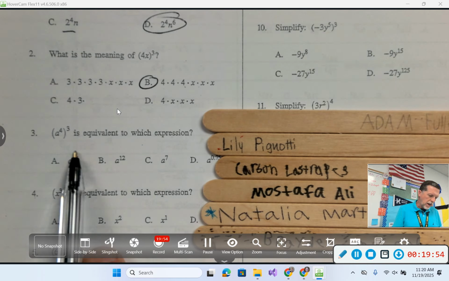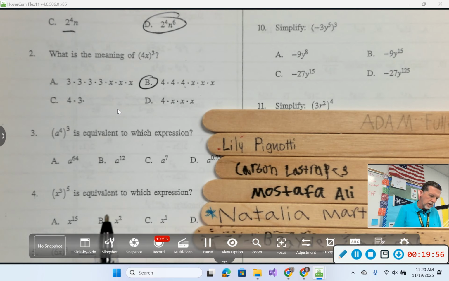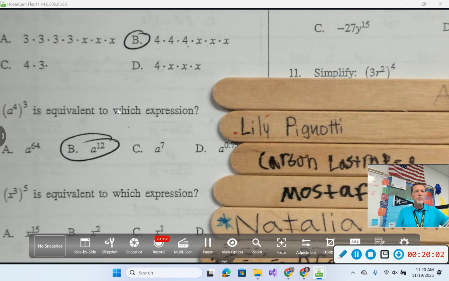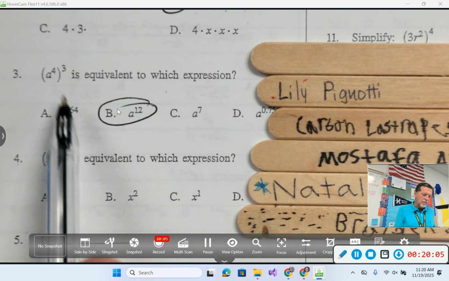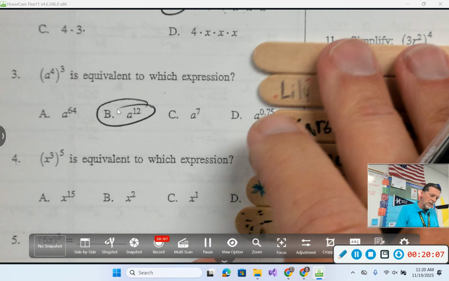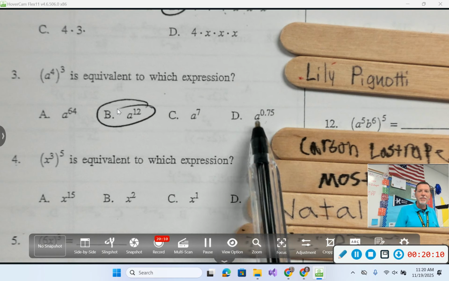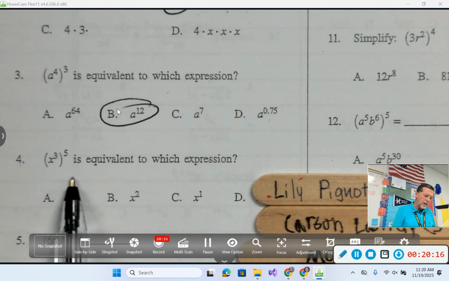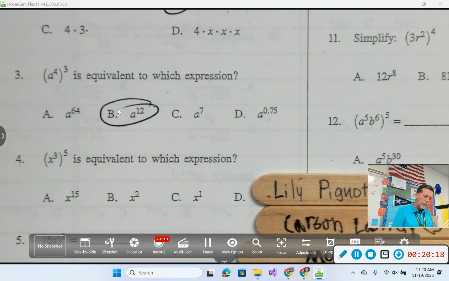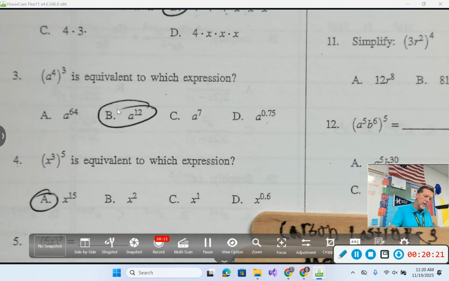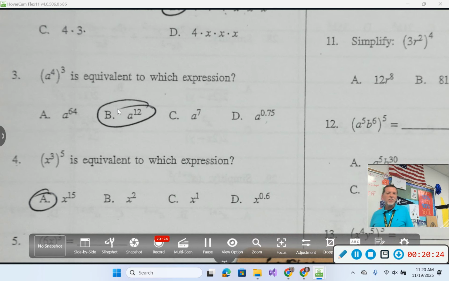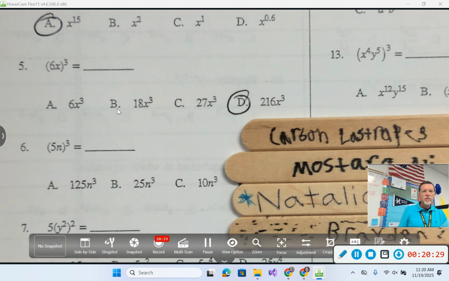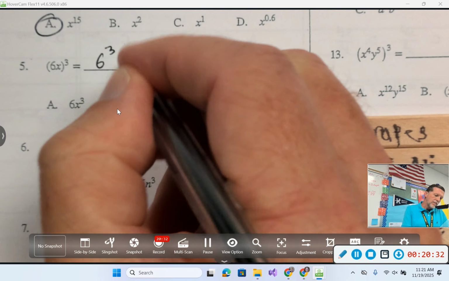Adam, how about number 3? A to the 4th cubed is equivalent to B, because 4 times 3 is 12. You maybe understand where the wrong answers are coming from, but it's not 4 cubed. It's not 4 plus 3. I guess that's 3 divided by 4, but come on. Lily, number 4, which is the same kind of thing? A, power to a power, we multiply. Carson, did you figure out how to cube 6 and x? I think so. 6 cubed and x cubed.